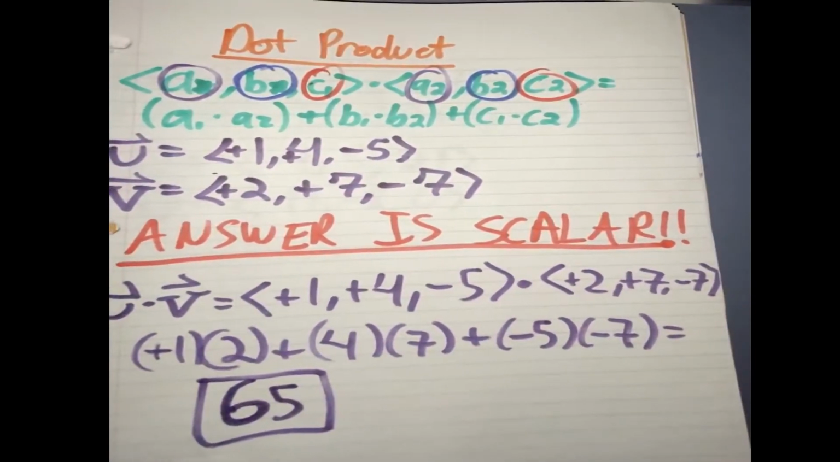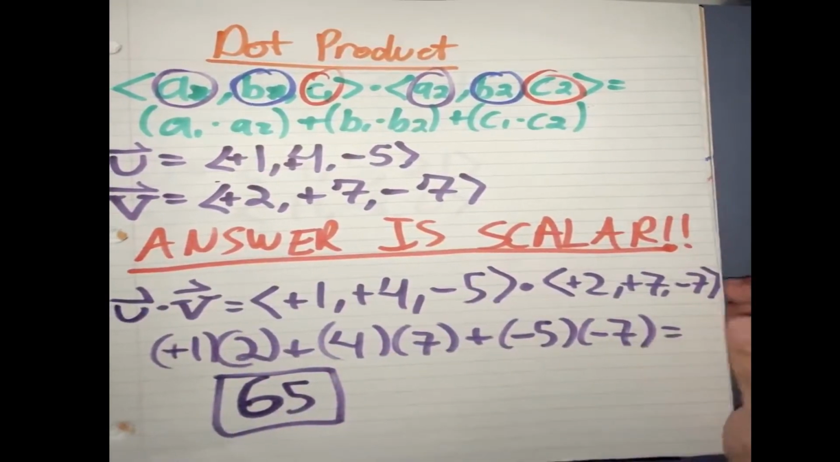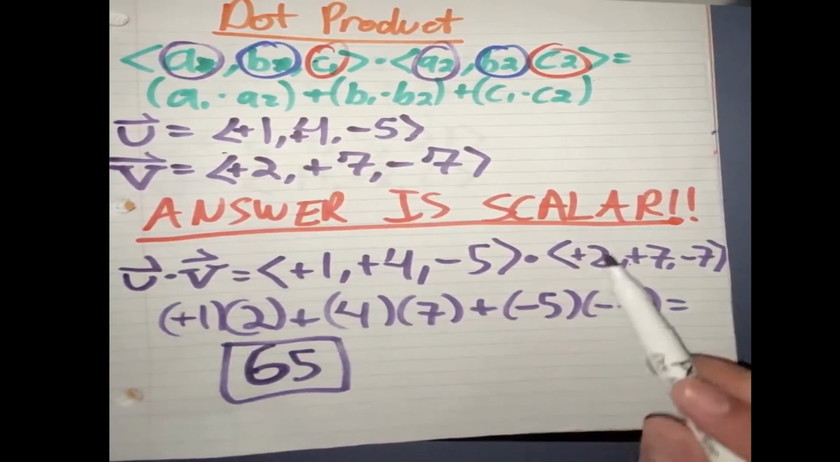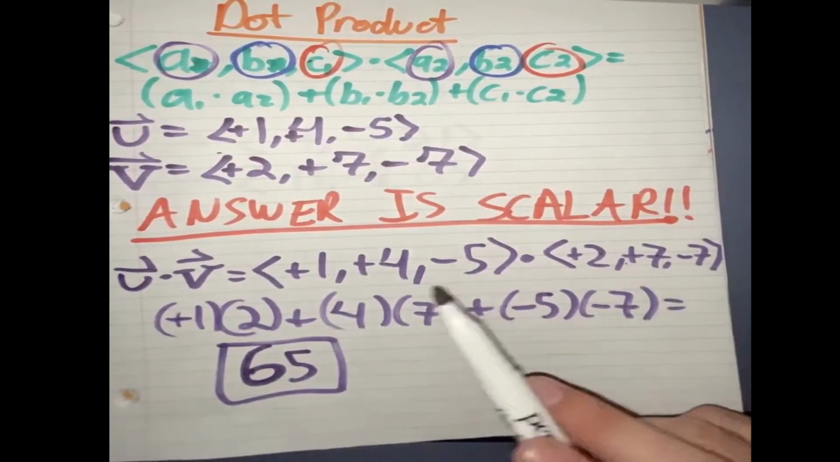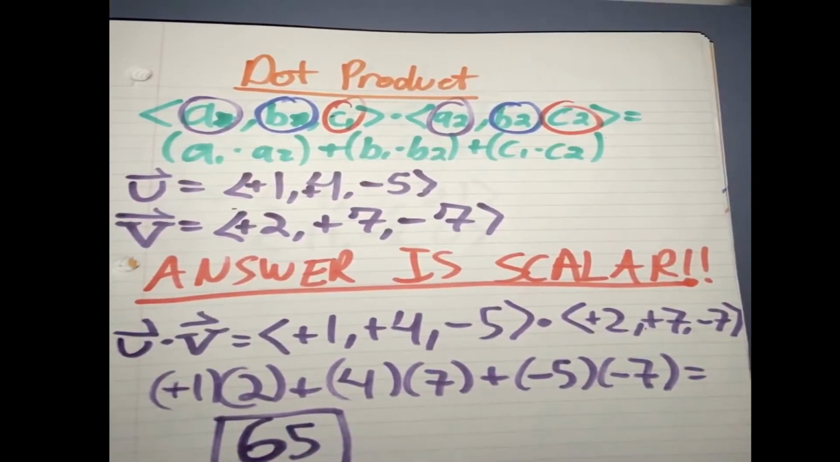So again, very simple. Element by element multiplication. Your answer is always going to be scalar. And you just basically multiply each component. So x with x, y with y, and z with z. Thank you for watching. I hope that was helpful.